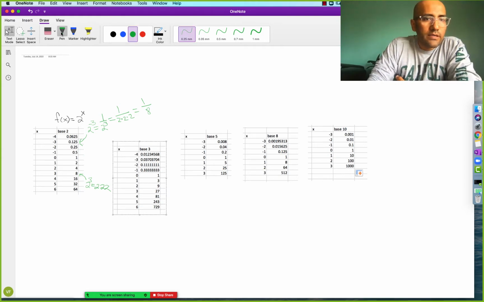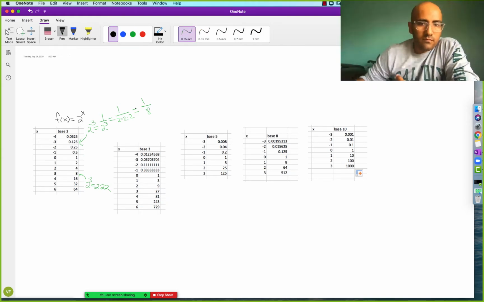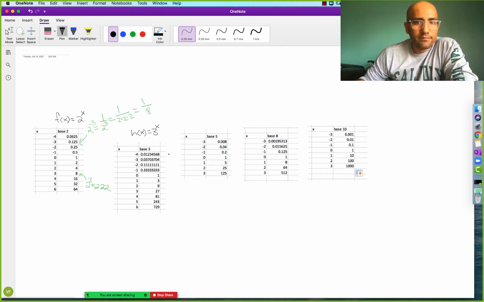So let's move on to these. If I define this as some function h of x equals 3 to the x power, we get this one. And define in a similar way, this could be some g of x function, which is 5 to the x power, some w of x function defined as 8 to the x power, and finally some v of x function defined as 10 to the x power.